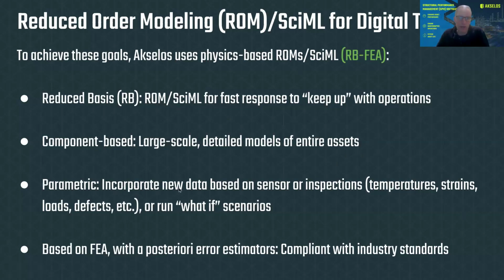So we're able to incorporate new data based on sensor or inspections, and, for example, run what-if scenarios. So parameters means you can change things like temperature, strain, load, defects, and reanalyze efficiently as part of the reduced order model. And also we have accuracy guarantees, accuracy indicators, because we have what we call a posteriori error estimators. So when you run your RBFEA solve, it gives you an error estimator which ensures accuracy within a certain tolerance level compared to FEA. So again, this is very important for the compliance with industry standards. So putting all these things together is what really powers our physics-based digital twin solution.